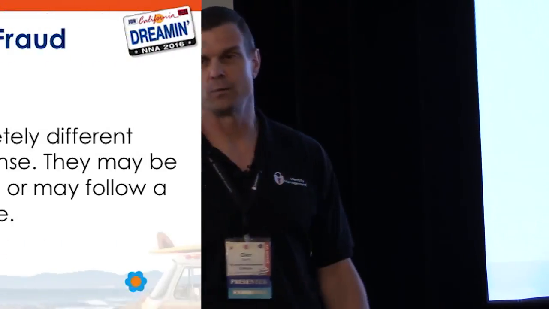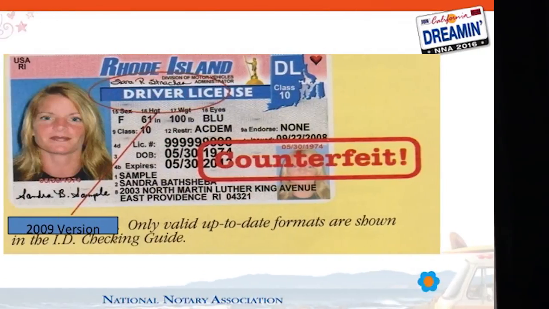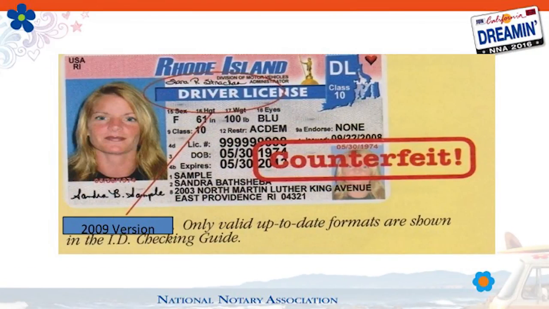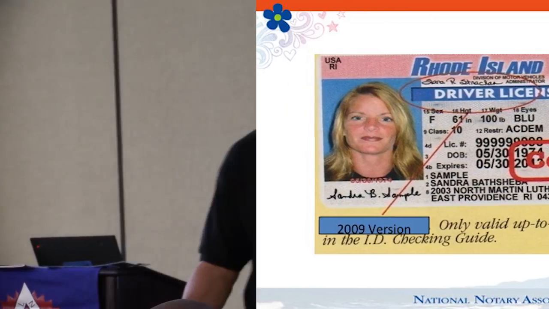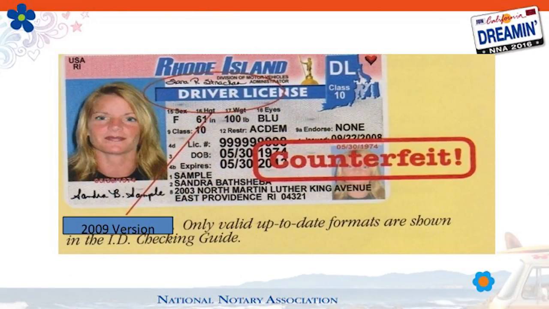There's three types of fraud I want to talk about. Invalid format. These are licenses completely different, but they look valid, or they might look official-like. So like this is a Rhode Island driver's license. If you're not from Rhode Island, you wouldn't know it, but this is an old format back in 2009, just like that Utah one. If you're not from those states, you wouldn't know this is an older format. But he could actually make this one up and put an expiration date that's good on it, and you probably wouldn't know that about Rhode Island.